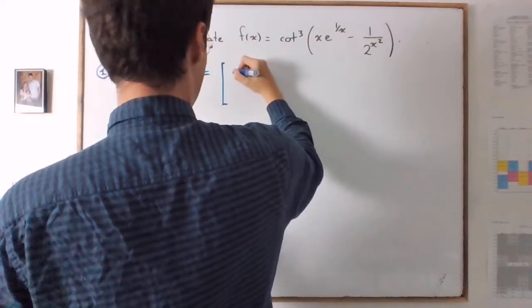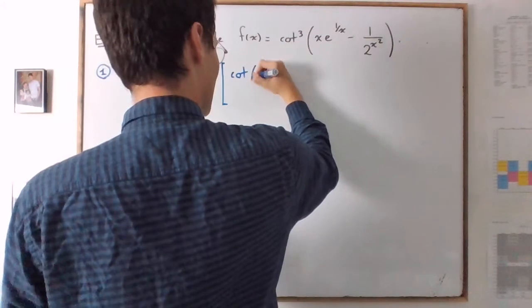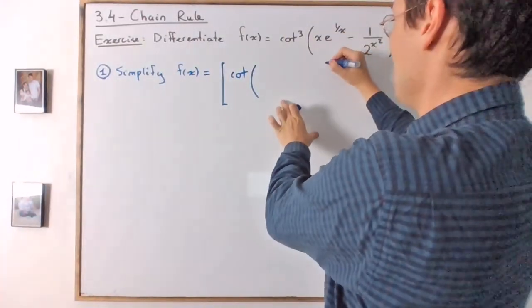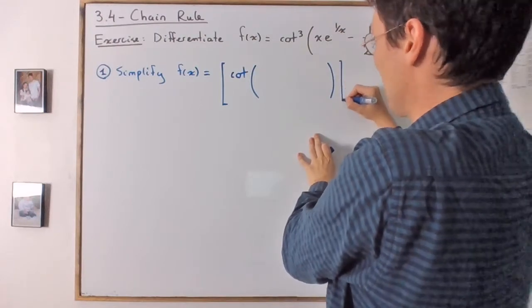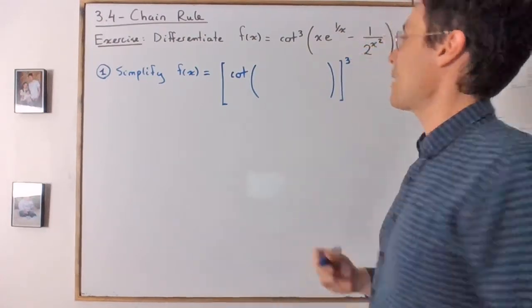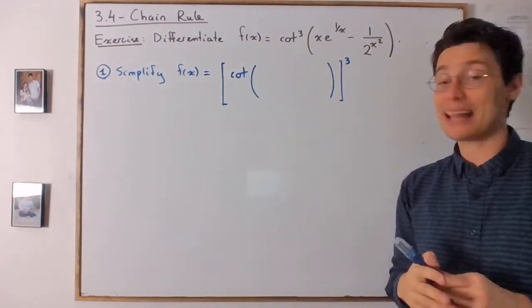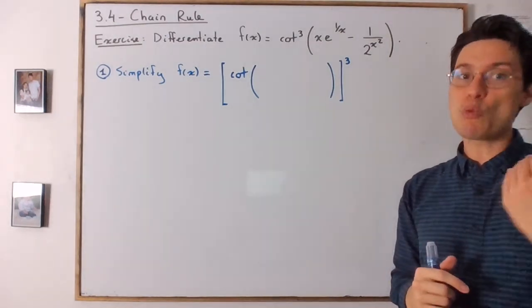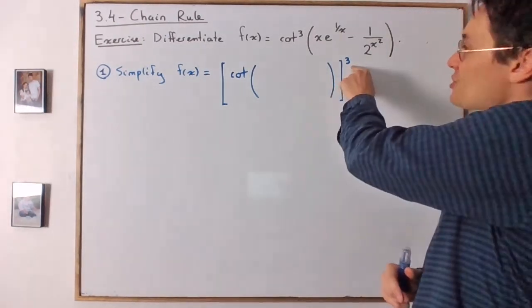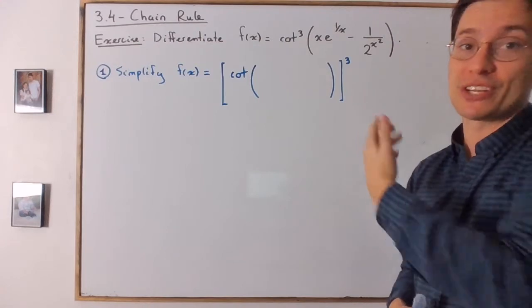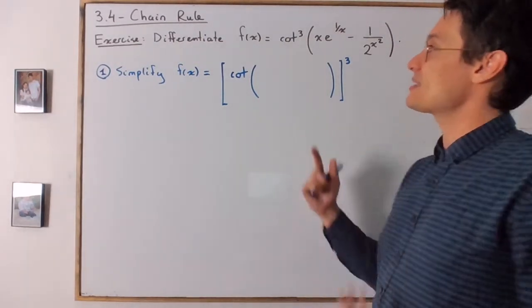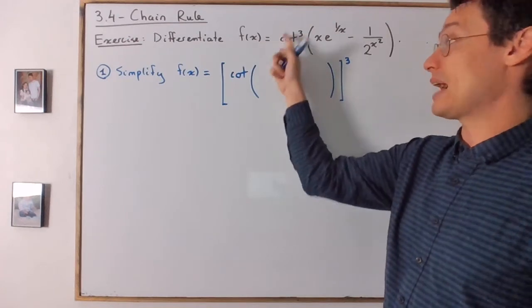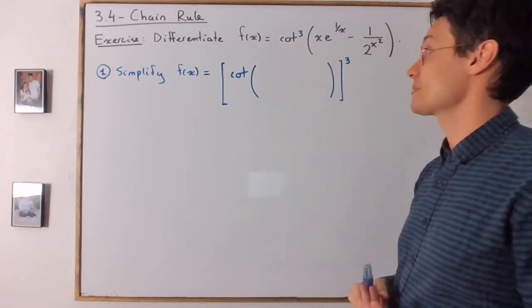So in other words, a big bracket, cotangent, and hopefully I won't write too much over here, but I'll push the boundary if I need, to the power of 3. So it might help to write it like this, just to make you aware that the outside function is actually the cubic function, not the cotangent. By the way, it's a mistake that is commonly made to think that the outside function is cotangent.